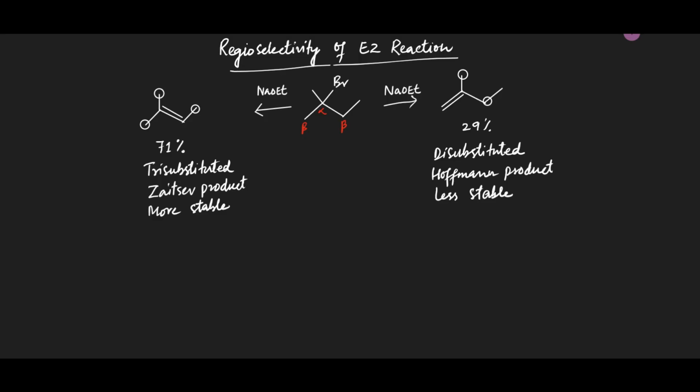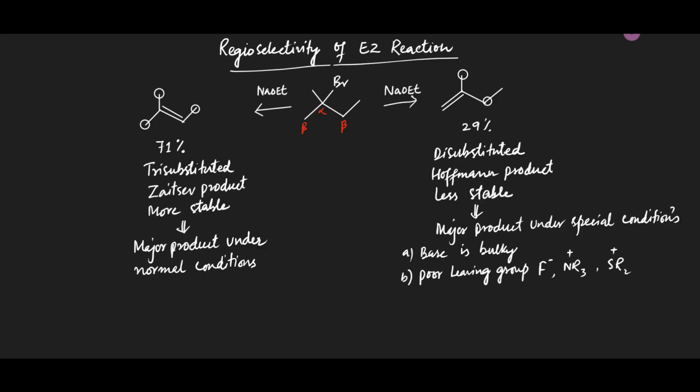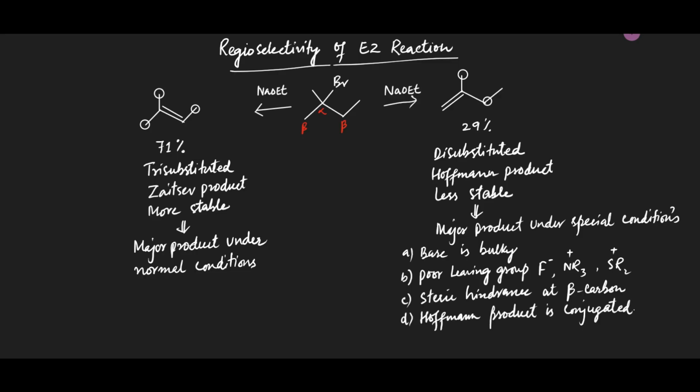This is less stable. The Zaitsev product, being more stable, is the major product under normal conditions, whereas the Hofmann product, being less stable, is the major product only under special conditions. First is when the base is bulky. Second, when the leaving group is poor, such as fluoride anion, ammonium or sulfonium groups. Third is when there is steric hindrance at the beta carbon. Fourth is when the Hofmann product is a conjugated alkene.